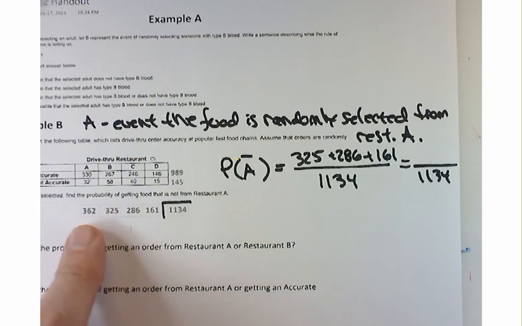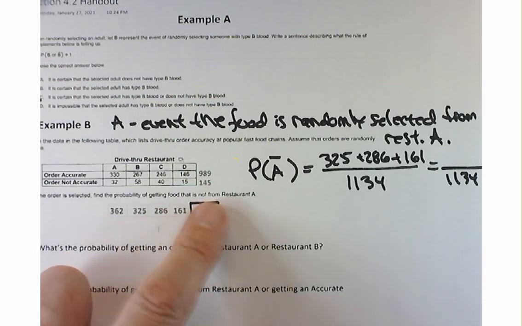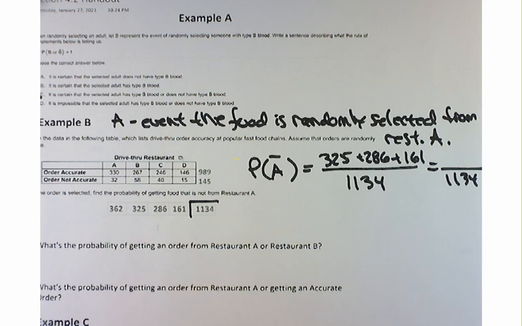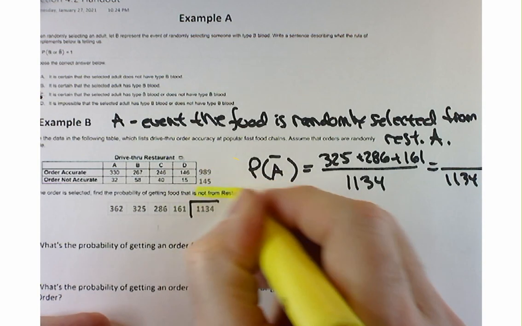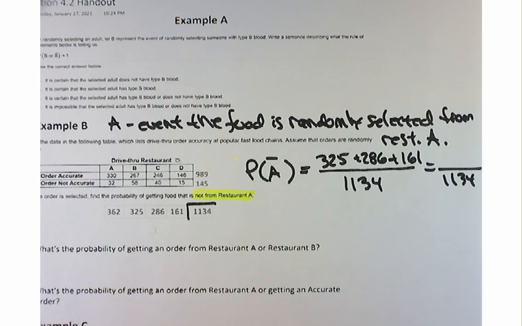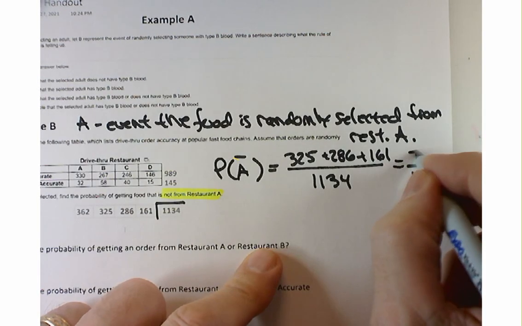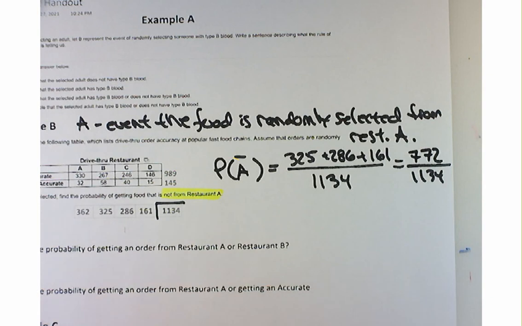Great question. Why did I leave out 362? Because those are the orders that come from restaurant A. Yeah, exactly. It's everything but A. We want the probability of getting something that's not from restaurant A. So that's why we did everything but A. So not from restaurant A. What was that total? 772. Okay.